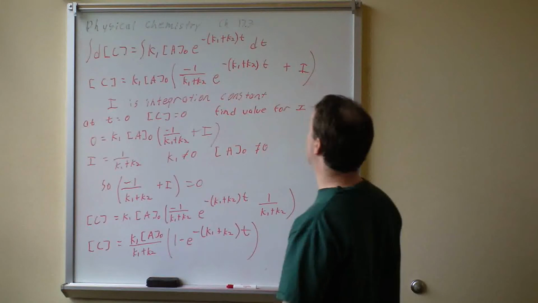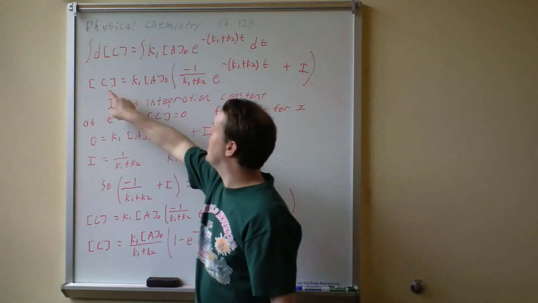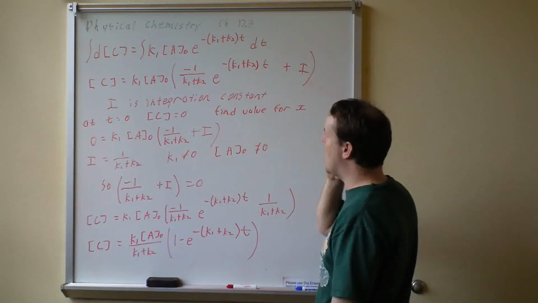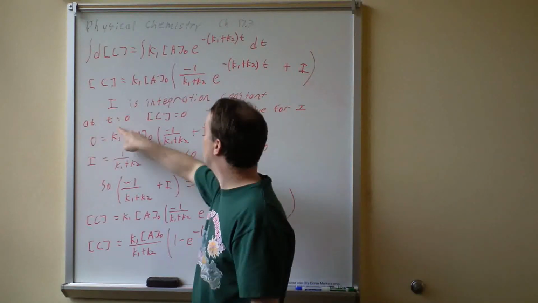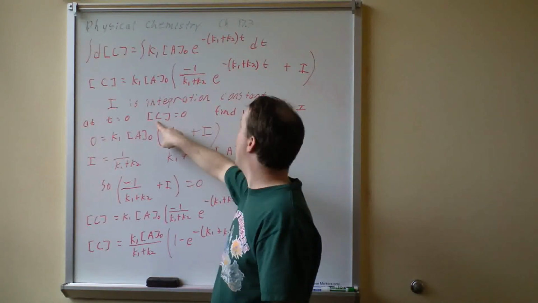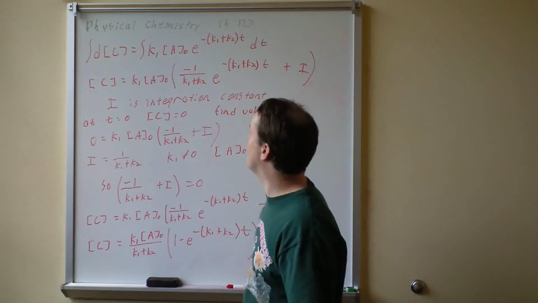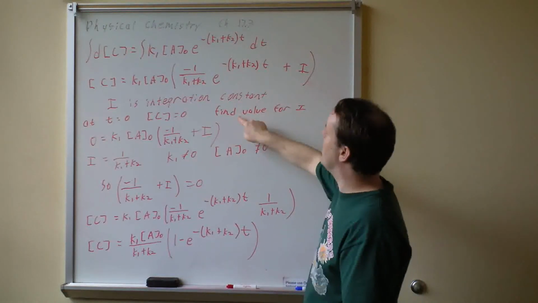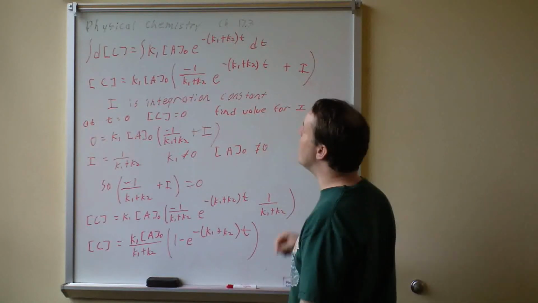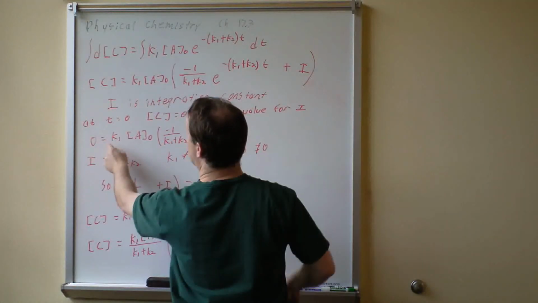Obviously, normally you use C for integration constant, but C is already taken for our substance, so we use something else. Now remember, at time equals 0, we said that we only have pure A. We don't have any C or D. So the concentration of C is equal to 0. So we can use that to find the value for I. So we're just going to set this equal to 0.